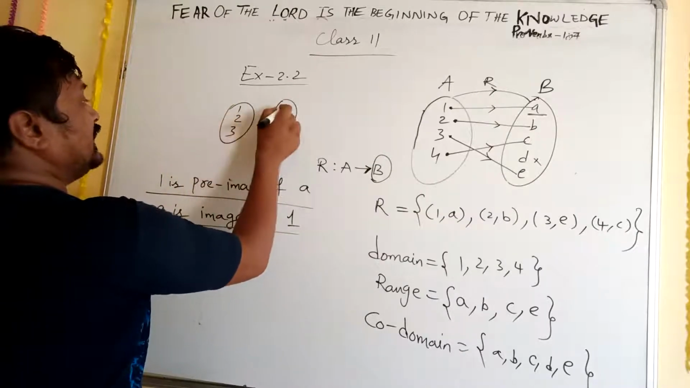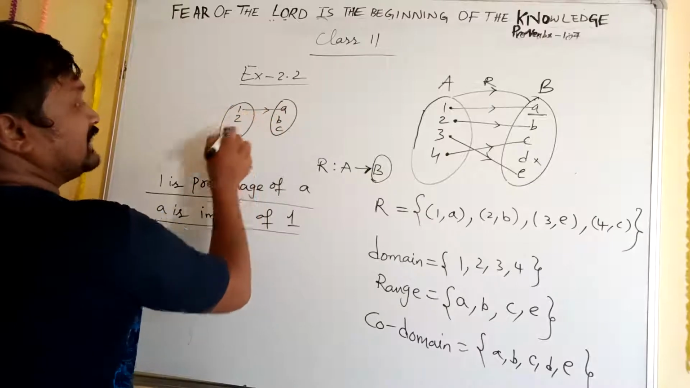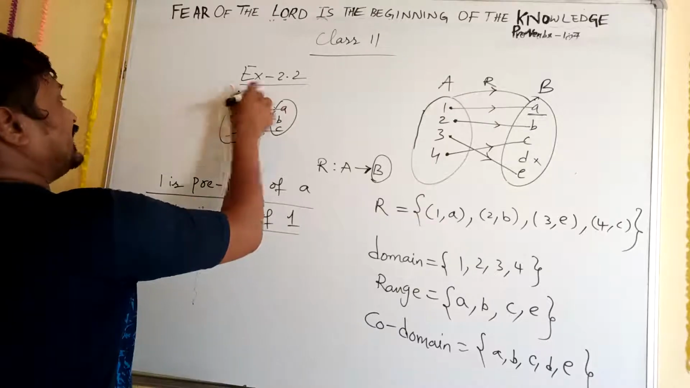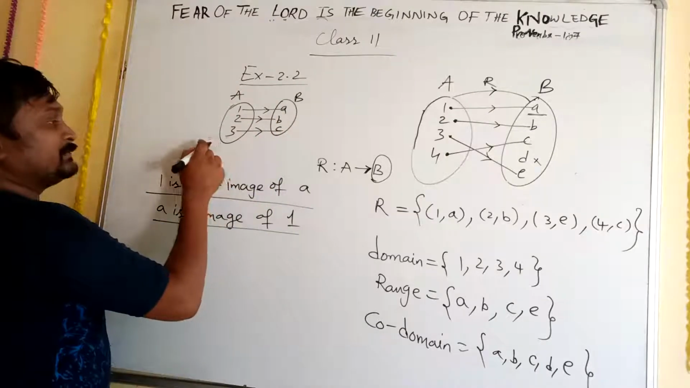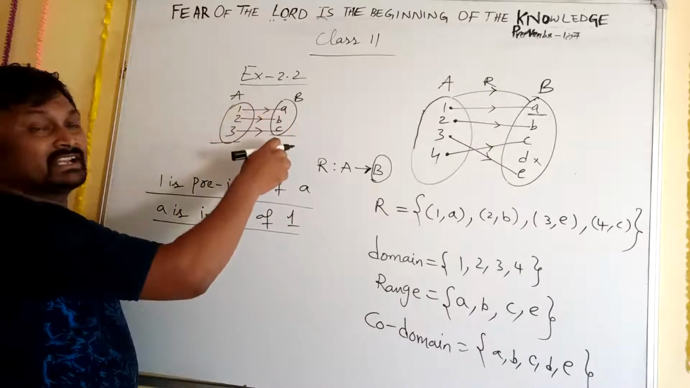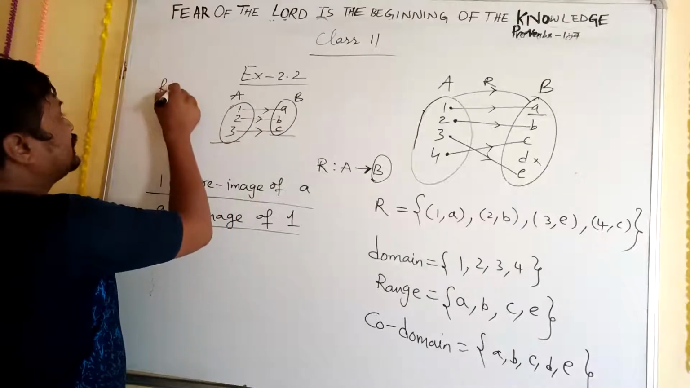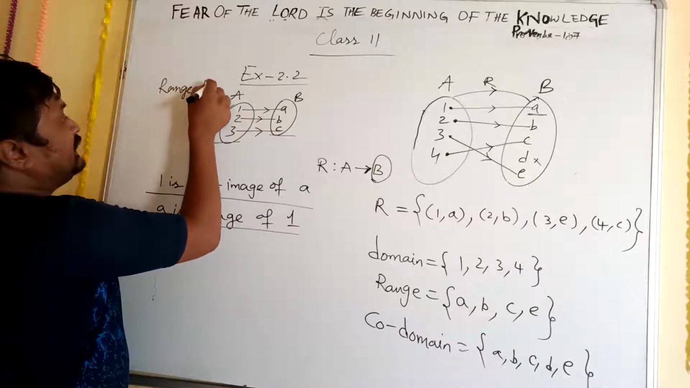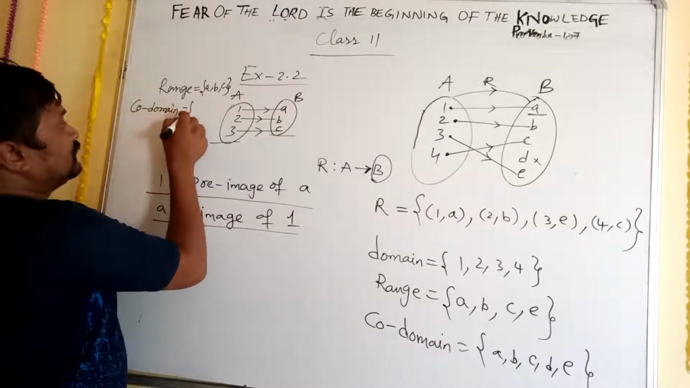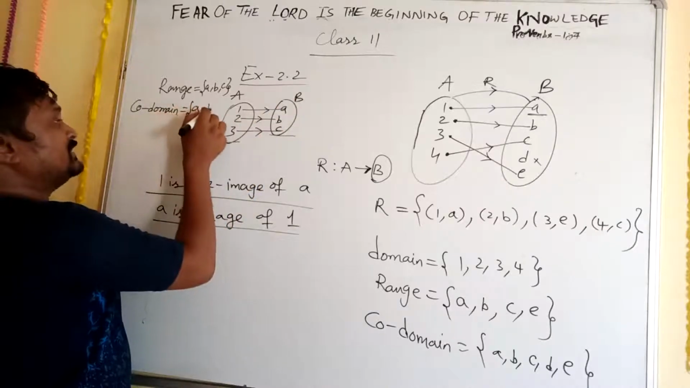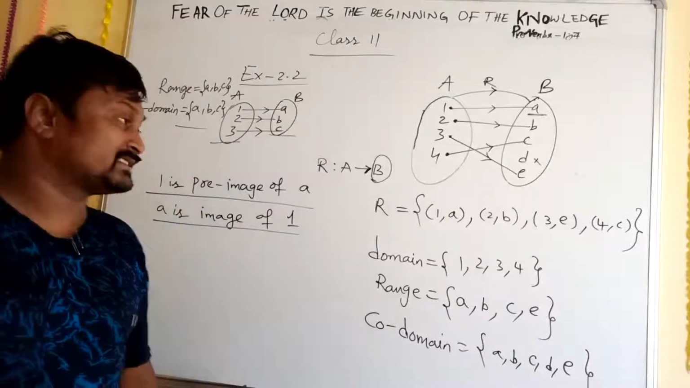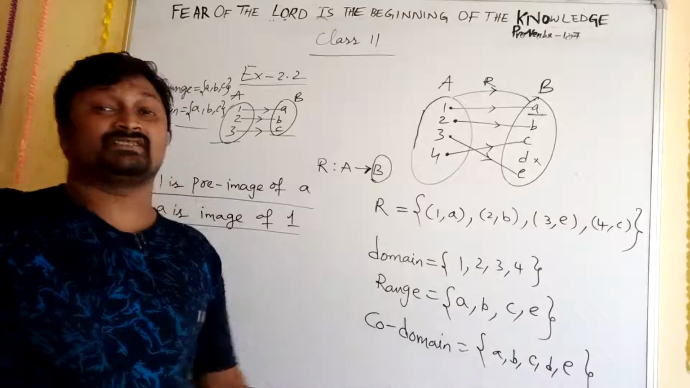Check here: 1, 2, 3 and A, B, C. One is related to A, two is related to B, three is related to C. We have set A and set B. Observe carefully: this becomes the domain and this becomes the range. Now A, B, C, everything has a relation, so the range is A, B, C, and the same for the domain. Here all relations are there, so no problem. So sometimes codomain is equal to range, but it is not always possible.